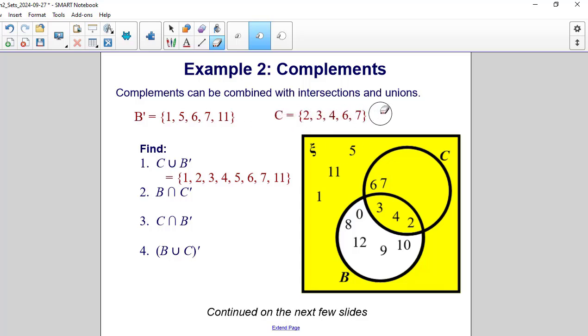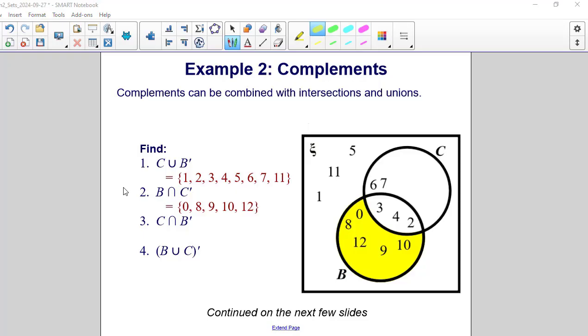And set C are the numbers 2, 3, 4, 6, and 7, all the numbers within the circle set C. Now the union would be the combination of those two sets. So I take everything in set B and everything in set C and join them together. If there are repeats, like we see here, where they both contain 6 and 7, we only need to write it once.